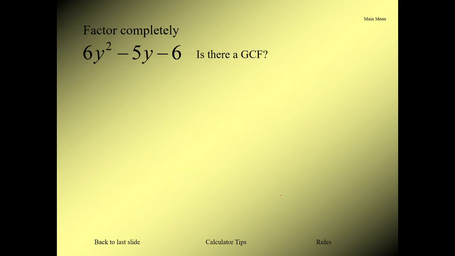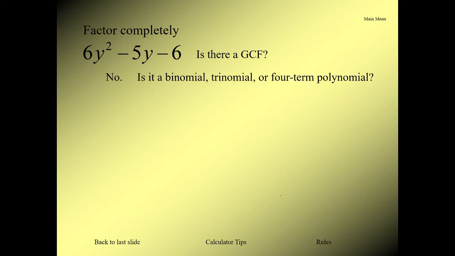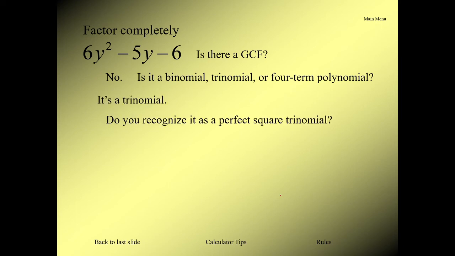Factor out completely 6y squared minus 5y minus 6. Is there a GCF? There's none. Is it a binomial, trinomial, or four-term polynomial? It's a trinomial, obviously, since there are three terms. Is it a perfect square? Obviously, it's not.